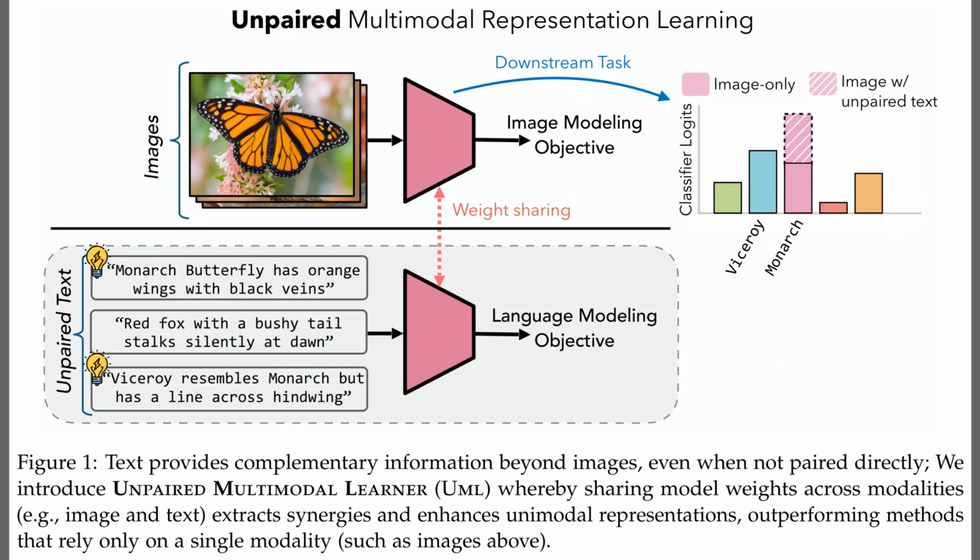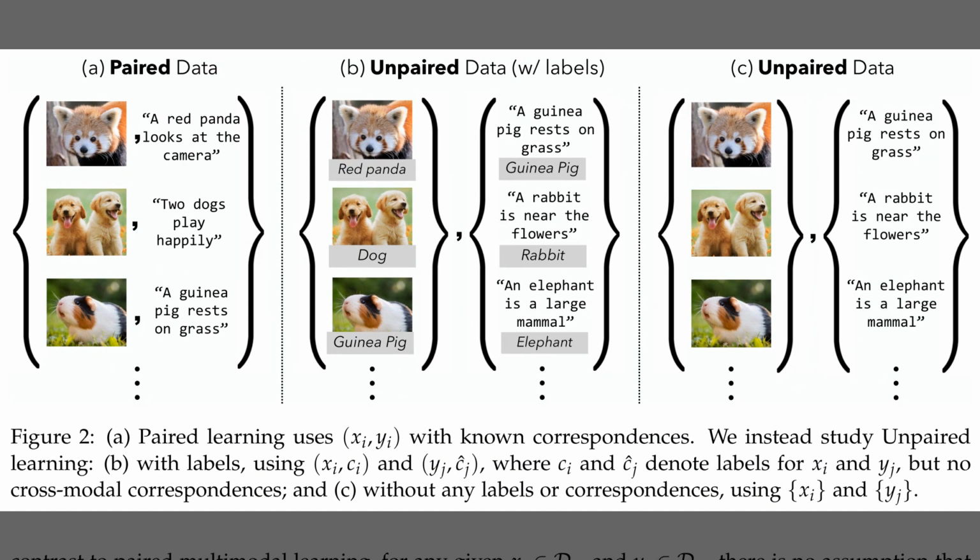Figure 1 shows the core idea. One model alternates between images and text while sharing the same weights. The image stack at left feeds an image modeling objective for downstream tasks. The unpaired text panel below drives a language objective, yet both routes pass through shared parameters. The dashed weight sharing path indicates how gradients unify representations. The bar chart at right indicates higher classifier scores when adding unpaired text compared with image only.